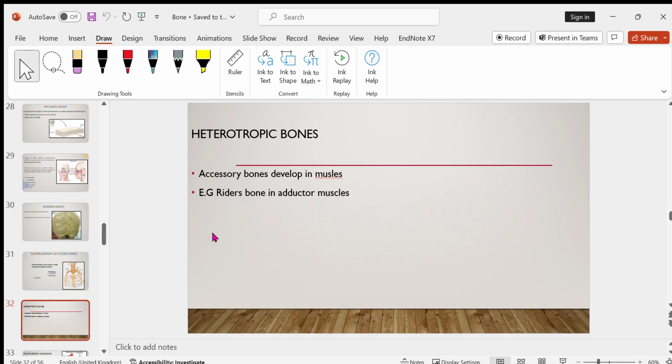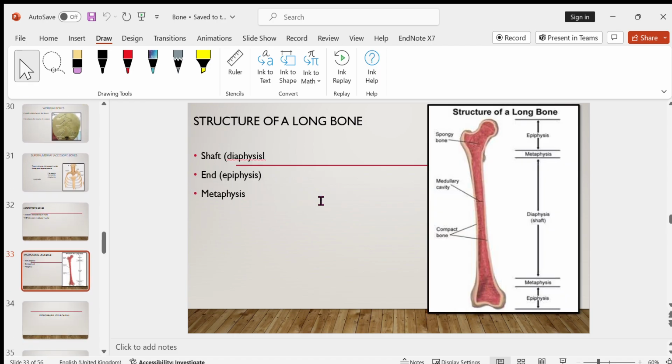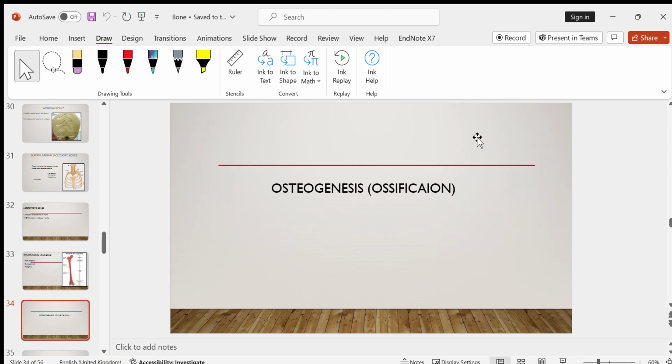Heterotopic bones are the bones that are not present at birth, but they develop due to strenuous exercise. For example, riders' bones are formed in the adductor muscles. The structure of a long bone is that it has a shaft or the diaphysis, the expanded portion of the shaft or the metaphysis, and the end, that is the epiphysis.